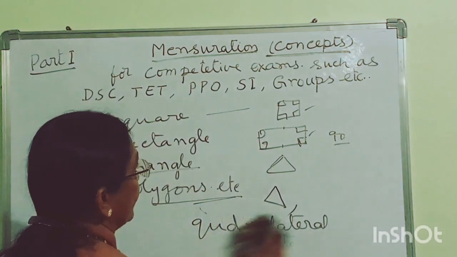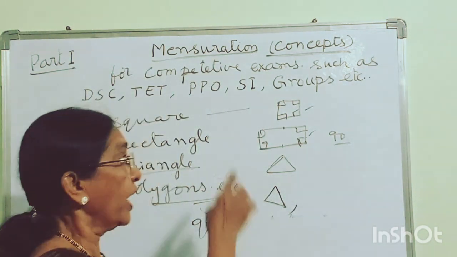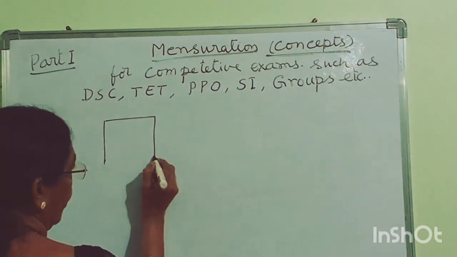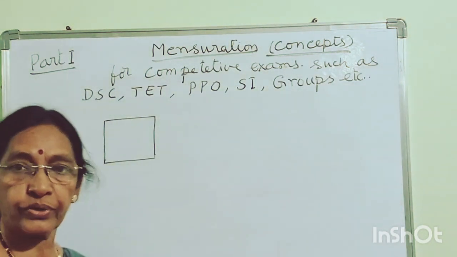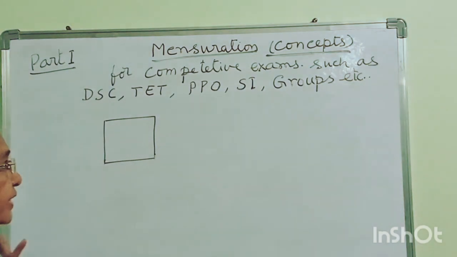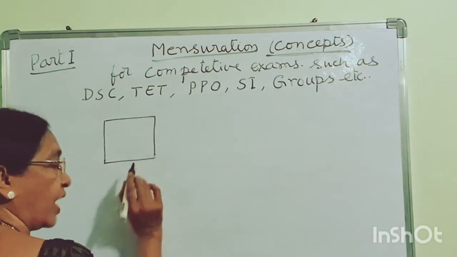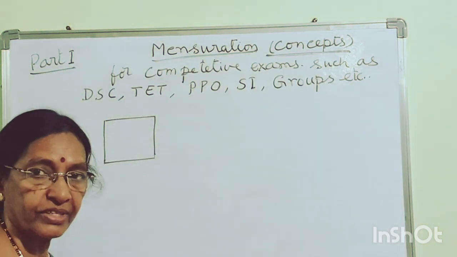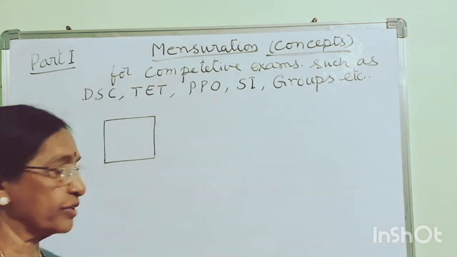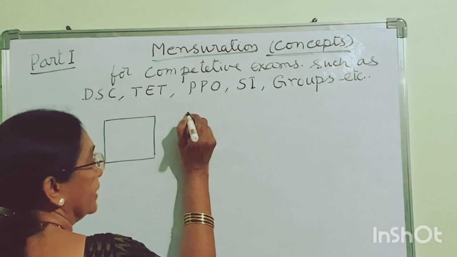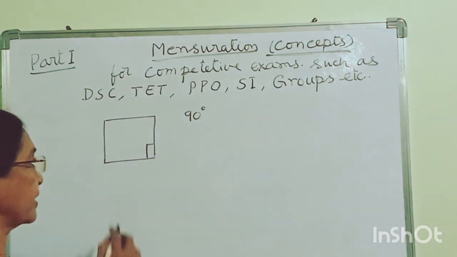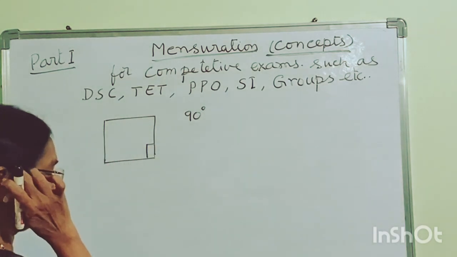Okay. Next, first we will see the square and the rectangle. A square is a quadrilateral having 4 equal sides and 4 equal angles. Each angle is equal to a right angle. So 4 sides are equal and 4 angles are equal. That is the definition of a square. Therefore, each angle is equal to 90 degrees and all sides are equal.